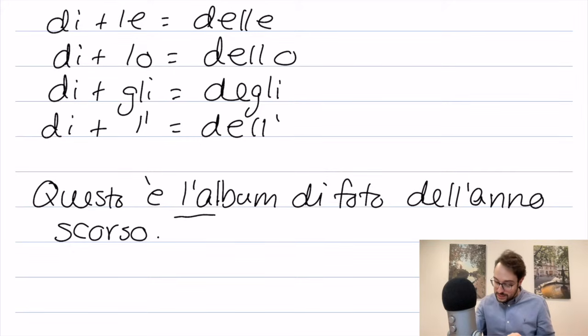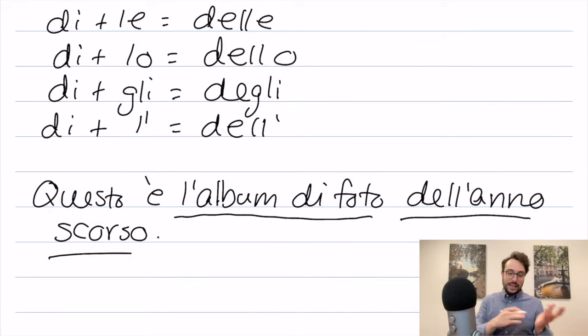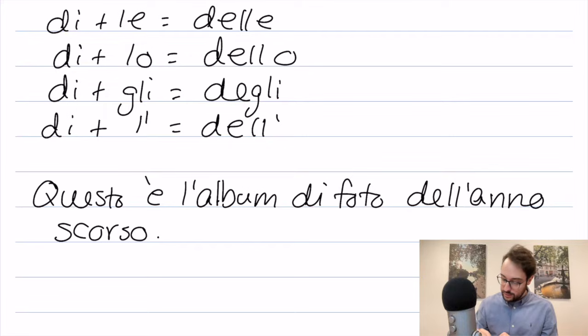So, album di foto, it's what it's made of. It's a photo album. It's an album of photos of the year last. It's a way of saying last year in Italian. So this is the photo album of last year. Now, you could also translate this to, this is the photo album from last year. That could work in English as well. But think of it in the way that we first described it. I think that might make it the most clear.